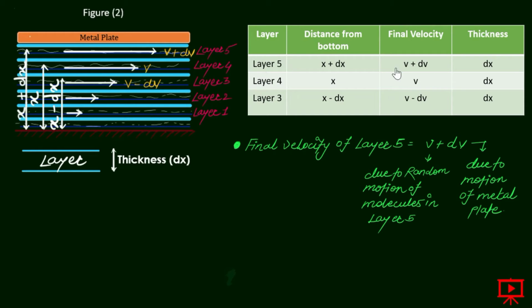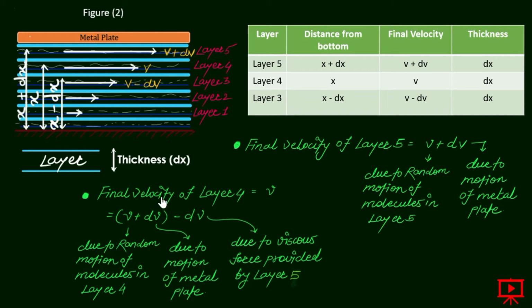The final velocity of layer 5 is v plus dv, in which the small v is the velocity due to random motion of molecules in layer 5. This is the initial velocity before the metal plate comes in contact with layer 5. So initially each layer has velocity small v, which is the velocity due to random motion of molecules, and dv is the amount of velocity gained by layer 5 from the metal plate due to the motion of the metal plate, as this metal plate experiences 1 Newton of horizontal force, so that the final velocity of layer 5 is v plus dv.